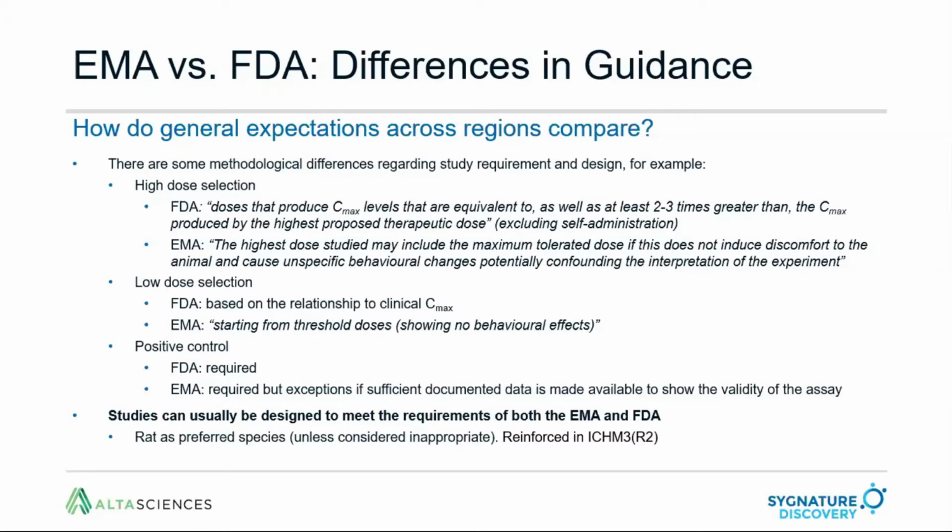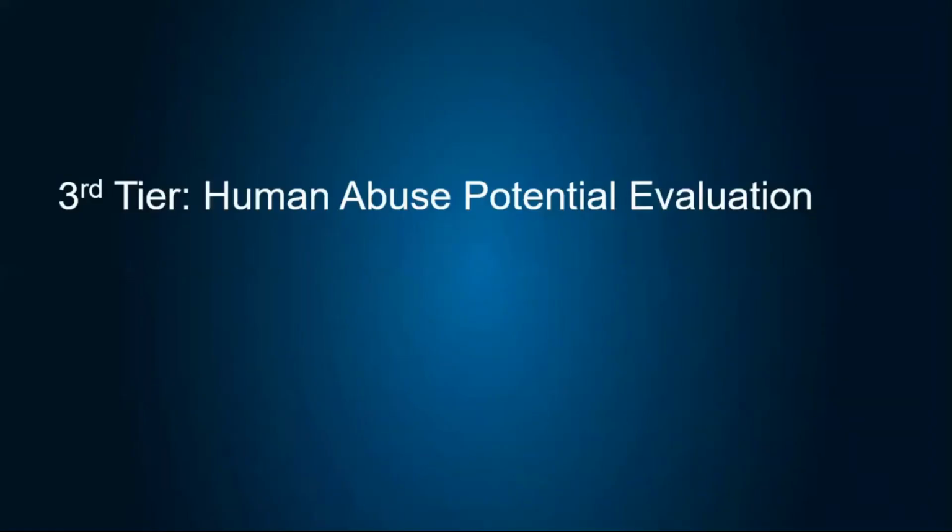So of course one shouldn't use the rat if the pharmacology of the drug, for example, is not expressed in the same way in the rat. And that's a position that is reinforced in ICH-M3 as well. So on that, I'll hand back to Beatrice to take you through the human abuse potential assessment.